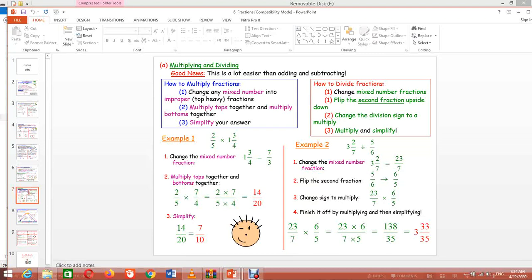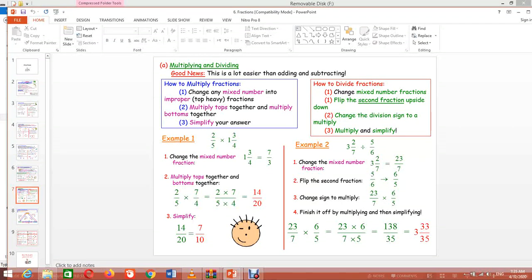Then how to divide fractions? Point 1. Change mixed number fractions. Then flip the second fraction upside down. What does it mean to flip the fraction upside down? It means change the position of the top and the bottom. The top becomes the bottom, and the bottom becomes the top. Then 2, change the division sign to a multiply. That is multiplication. And then 3, multiply and simplify.